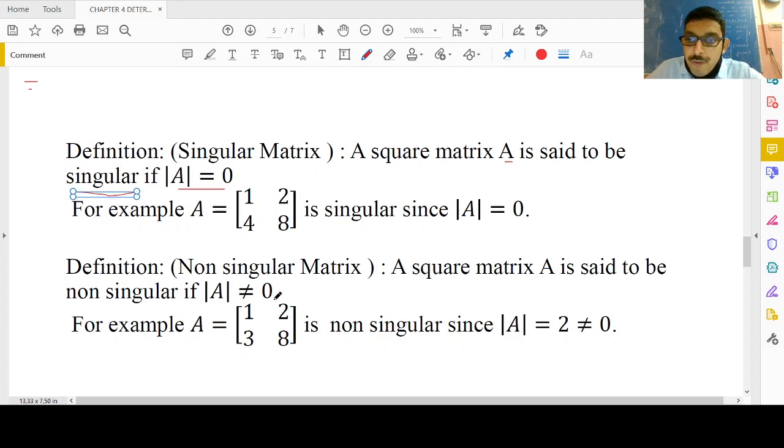And if determinant of A is not equal to 0, then it is said to be a non-singular matrix. For example, matrix 1, 2, 3, 8 is a non-singular matrix because if you find the determinant here, it is 2. Determinant is 2, which is not equal to 0. So this is a non-singular matrix.